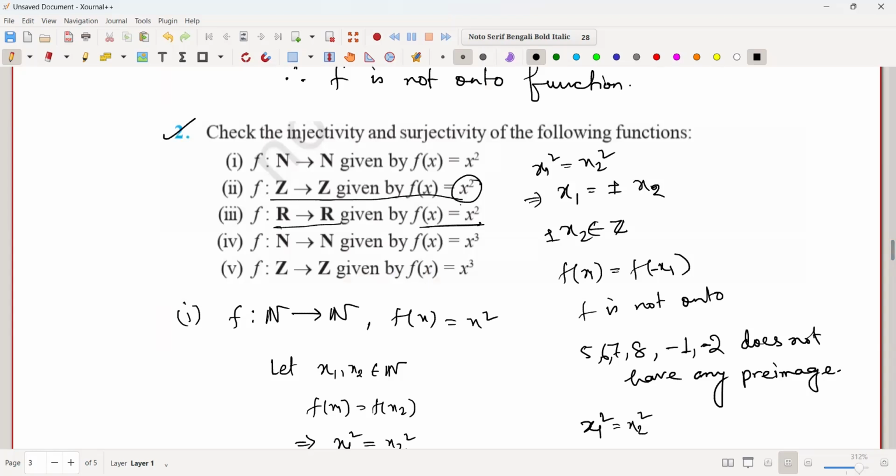Okay, I am just trying to solve this and properly solve these problems by writing and send it to me. So again, N to N, this is x cube.